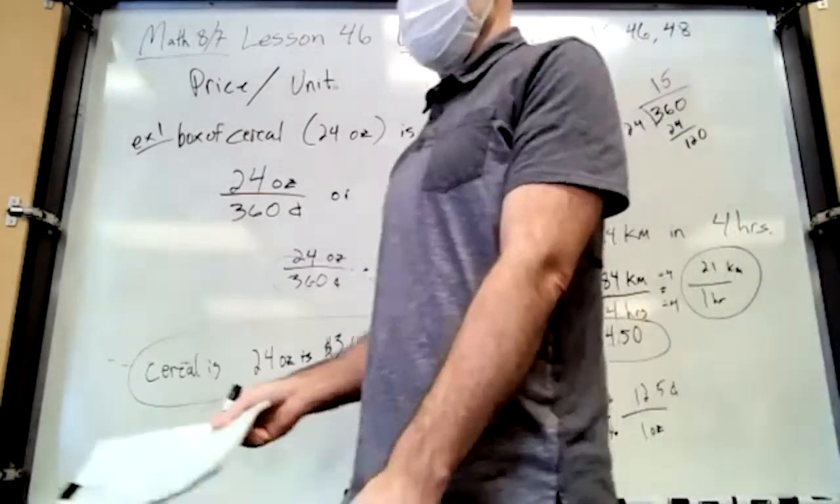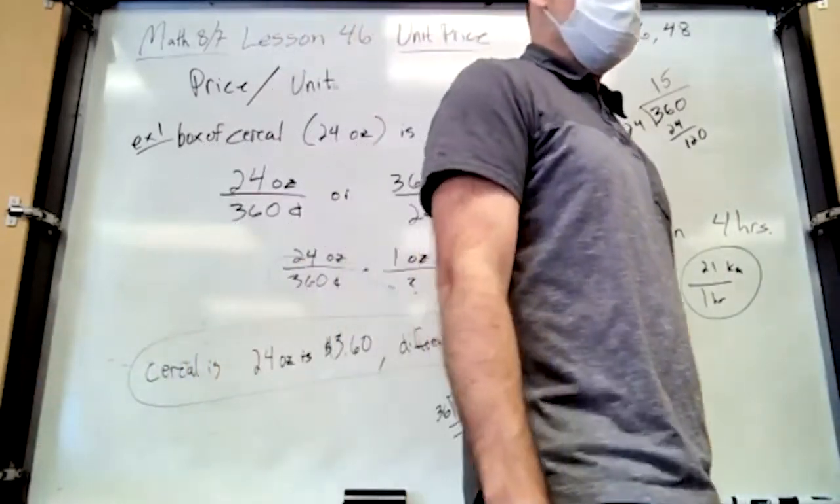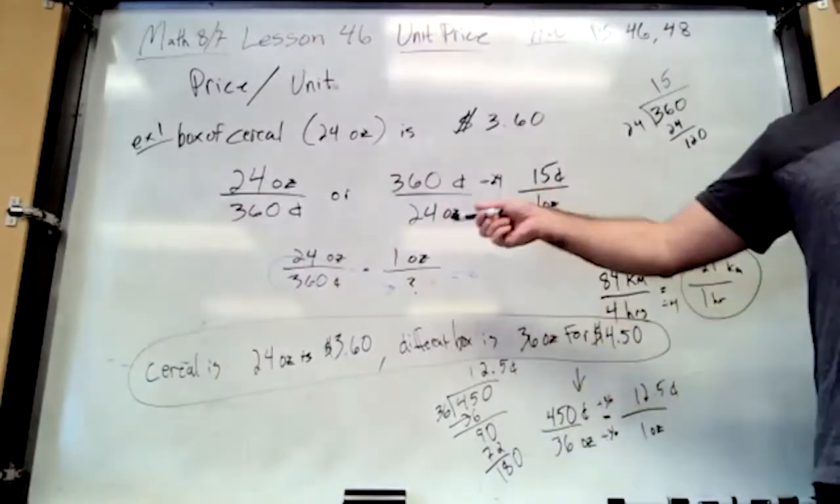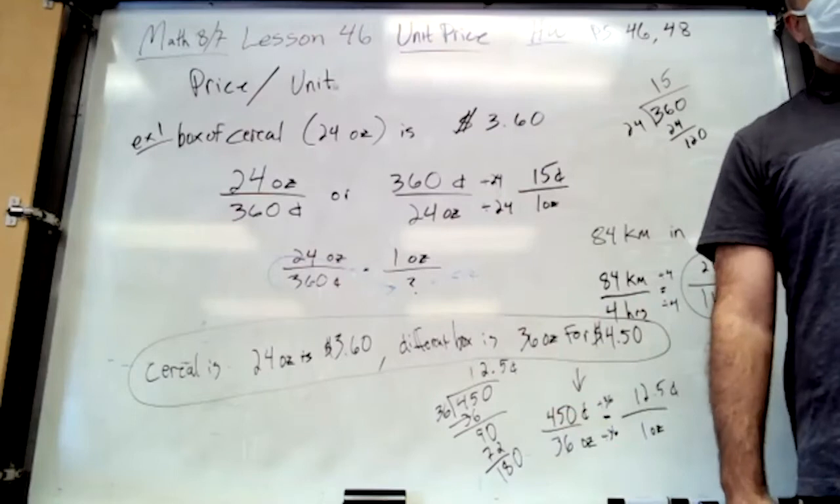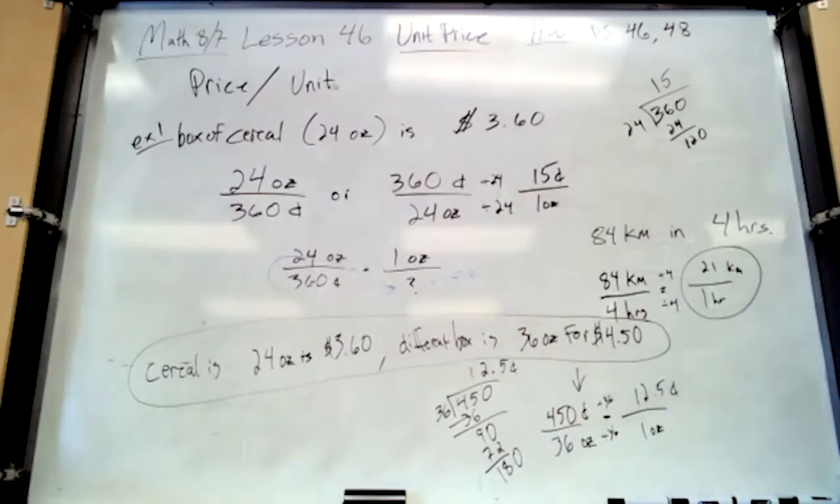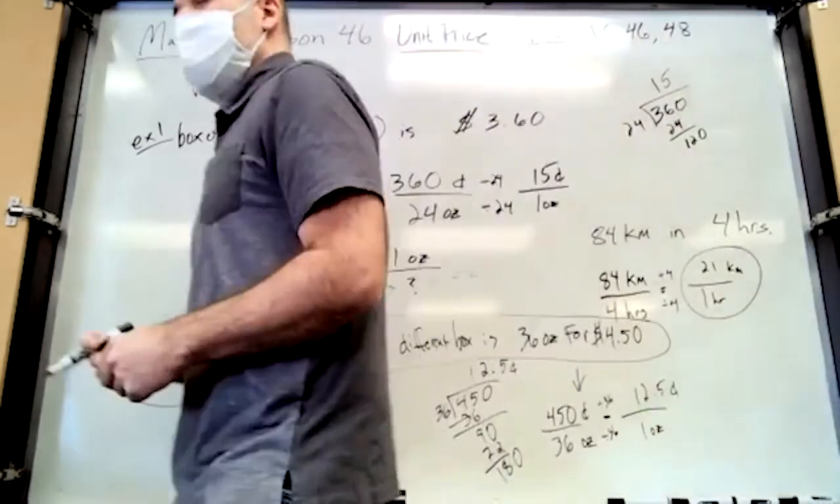If I was just trying out the cereal, I wasn't sure if I was going to like it, I'd probably buy the smaller box, even though I'm spending more money per ounce. But at that point, it's just a few cents, right? Yes. So this is being a smart consumer. Do the math if it's not done for you.